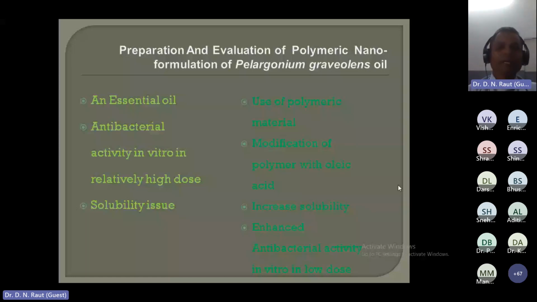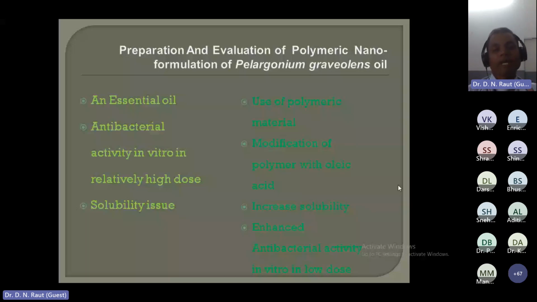In the case of these polymeric nanoformulations, we have prepared this pelargonium graveolens oil formulation. This is an essential oil, and generally it has some antibacterial properties. Because of its lipophilic nature, we couldn't monitor or enhance its absorption properties. So basically, solubility issues are there, so we have used polymeric materials to modify them.